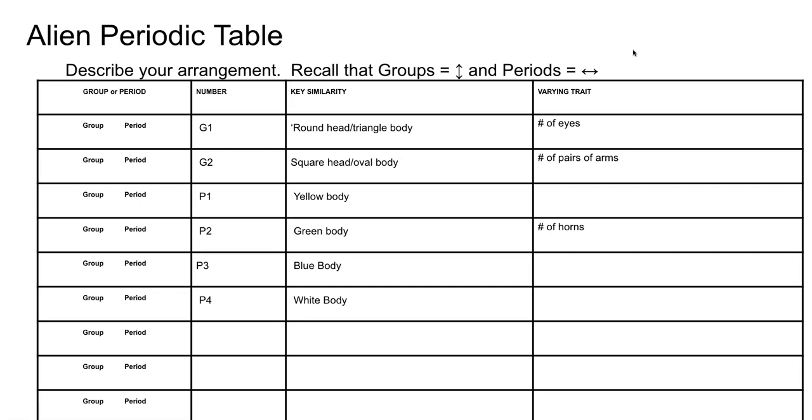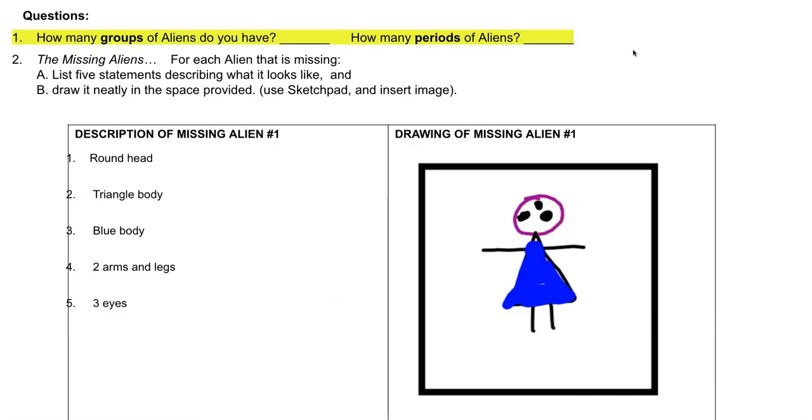Or excuse me, period 2, not purple 2. You can see their body color was the thing that tied them together. And then here I put the number of horns. Maybe I could have done something like ears or number of fingers or toes or some other thing. I didn't demonstrate in my model. That's why I left them blank. But yours should have a key similarity and varying trait for each group and for each period. And then you're going to say how many groups of aliens you had. So in this example, I had 2 groups and I had 4 periods. So you need to tell how your thing went.